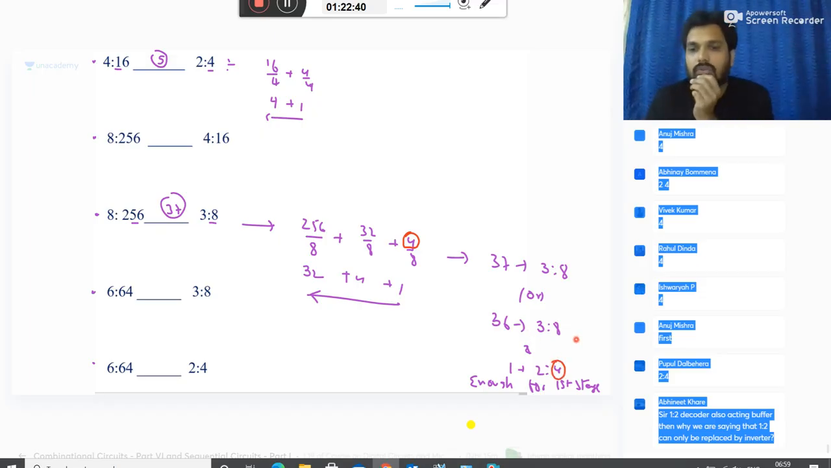Okay. So what is the Abhinit doubt? Everybody clear with this? Any doubts? Please ask. The 1 by 2 decoder is also acting as a buffer, when we are saying that 1 by 2 can be replaced by inverter. How is it acting like a buffer? I didn't get you. It is a single.